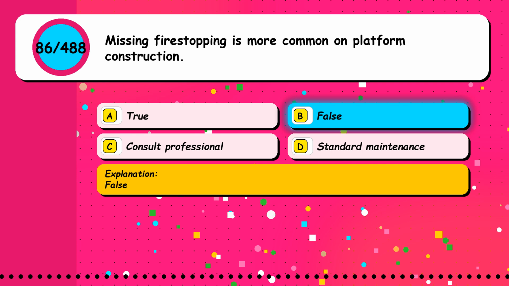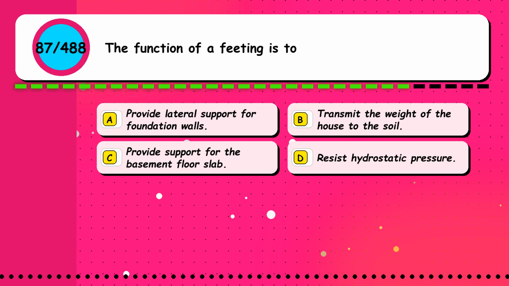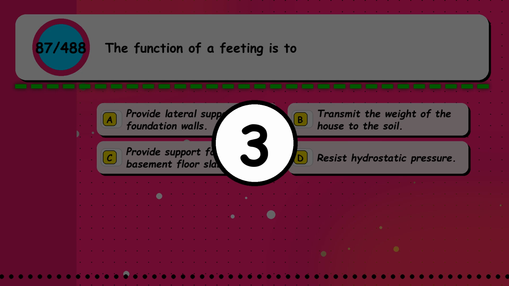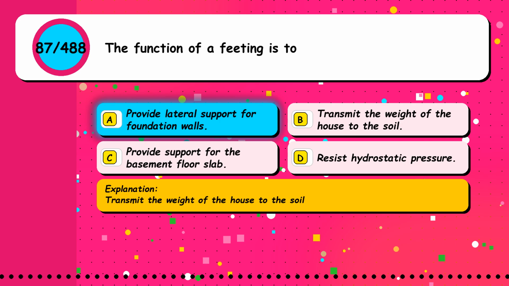Question 87. The function of a footing is to: Option A, provide lateral support for foundation walls. Option B, transmit the weight of the house to the soil. Option C, provide support for the basement floor slab. Option D, resist hydrostatic pressure. The correct answer is option A, provide lateral support for foundation walls.